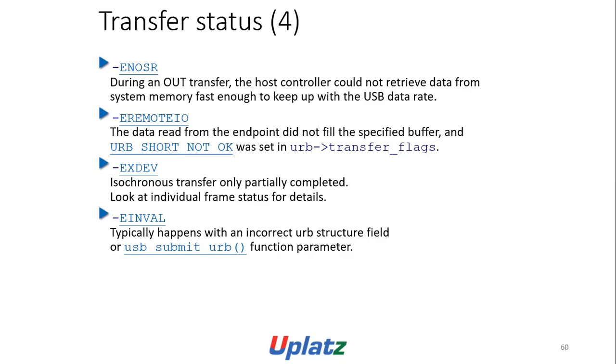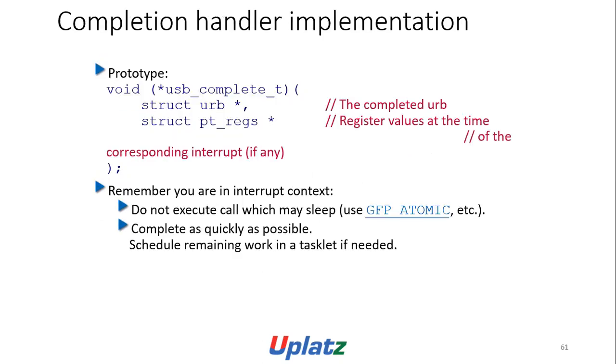EREMOTEIO: the data read from the endpoint did not fill the specified buffer, and USB_SHORT_NOT_OK was set up in the URB transfer flags. EXDEV: isochronous transfer only partially completed; look at the individual frame status for details. EINVAL typically happens with an incorrect URB structure field or a USB submit URB function parameter.